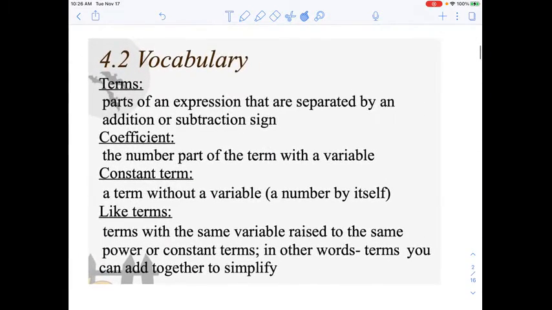Okay, I know we've gone over this vocab a few times, but it is super important. Terms are all of the pieces of our expression, right? All of those numbers in between the operations. Coefficients are the numbers before the variables. Constants are numbers by themselves, so they don't have a variable with them. And then like terms are just simply terms we can combine.